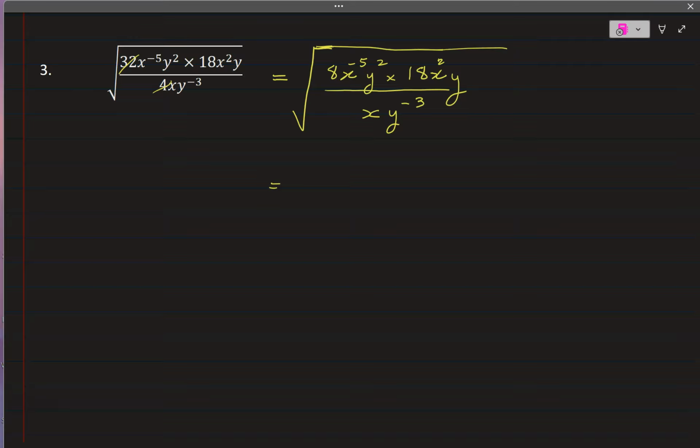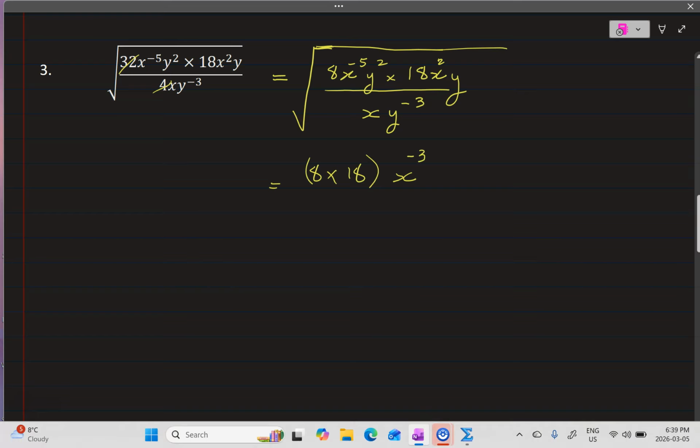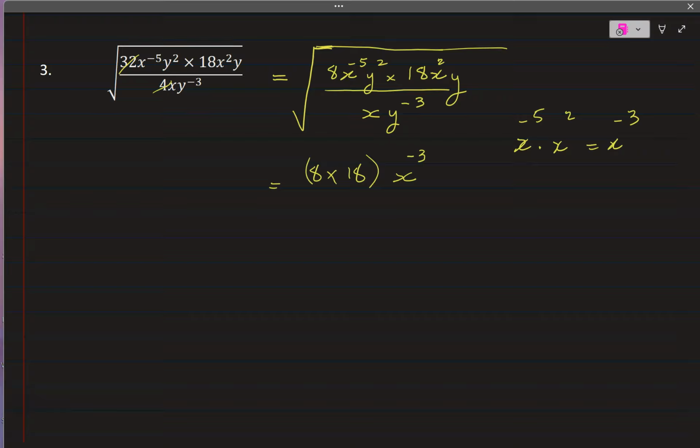From the top, what do we have? We have 8 and 18. I'm going to leave 8 times 18 alone right now. We're going to multiply that later. It's not a big deal. But x to the negative 5 times x squared: same base, we add the exponents. That becomes x to the negative 3. Negative 5 plus 2 is negative 3. And then we have y squared times y. You're adding, so that would be y to the third. And then divided by x, y to the negative 3. There is no operation that needs to be done in the denominator.